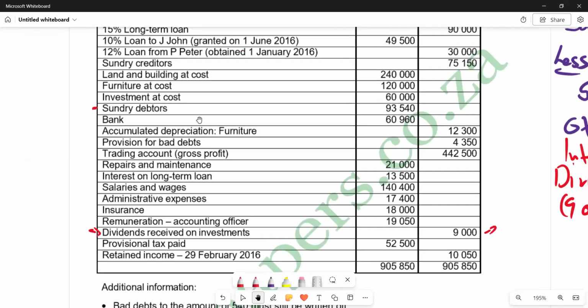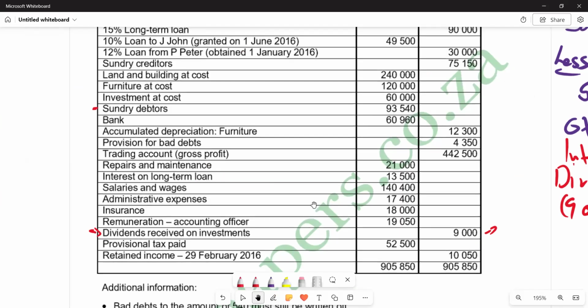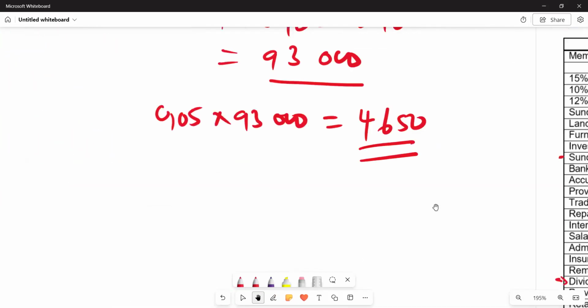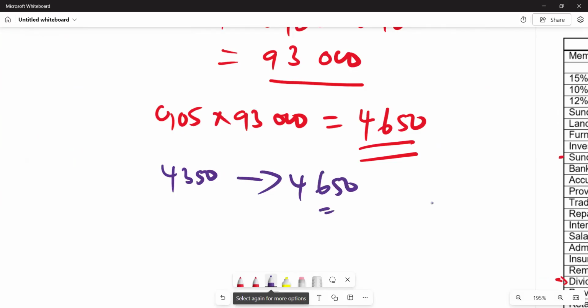The one that we are given in the list of balances for provision for bad debts is 4,350. So this one represents the previous year. So it means it moved from 4,350 to 4,650 for the current year. So this is what we have.